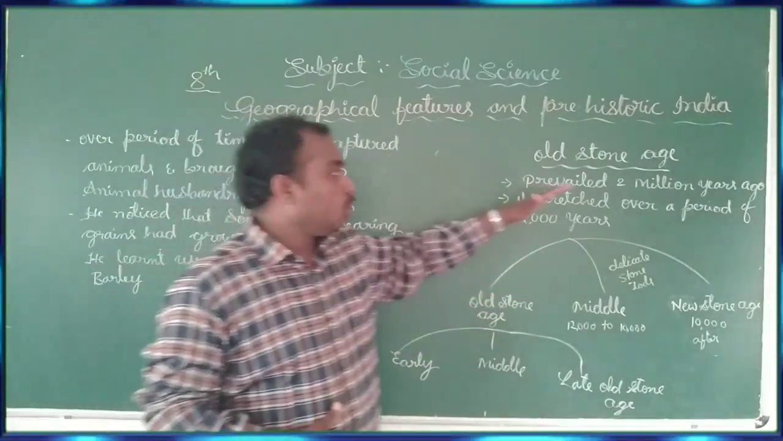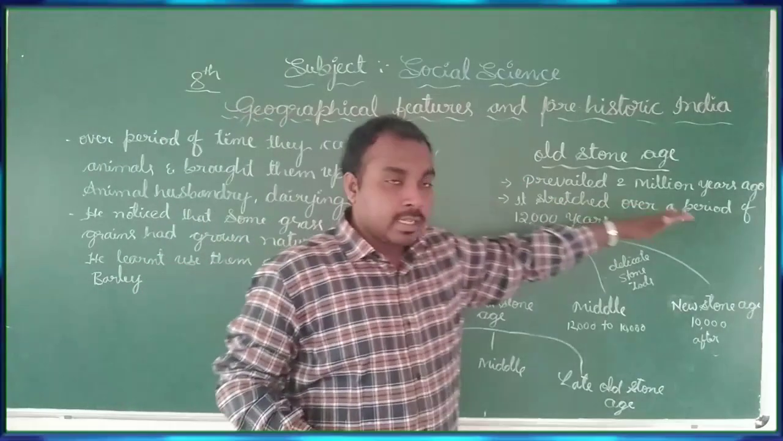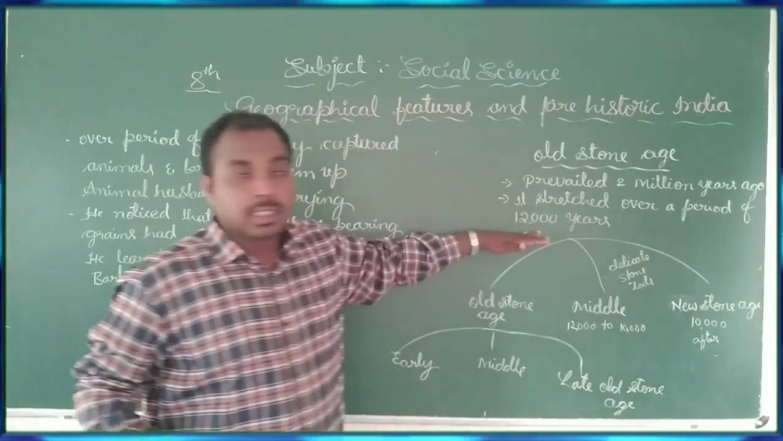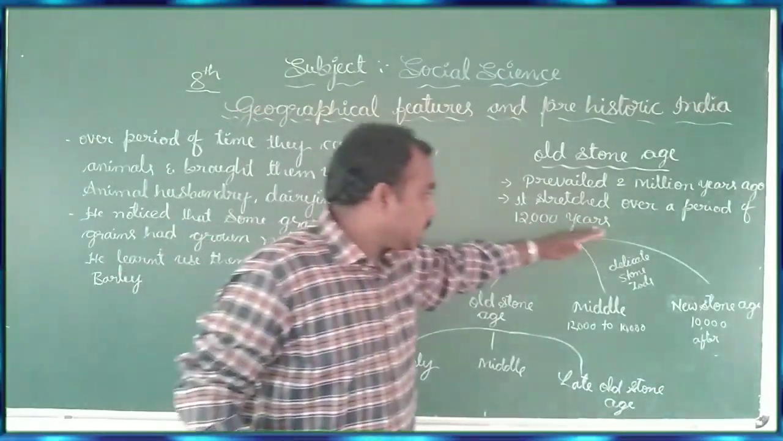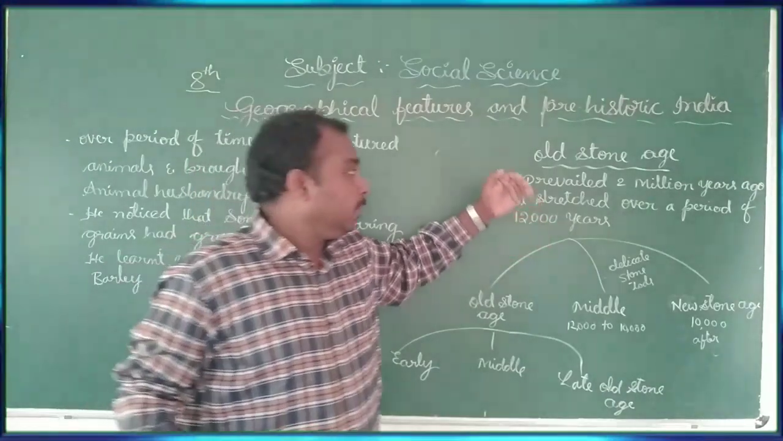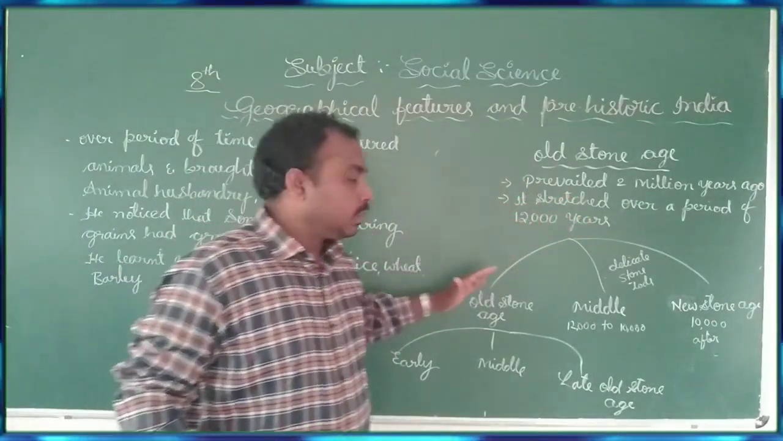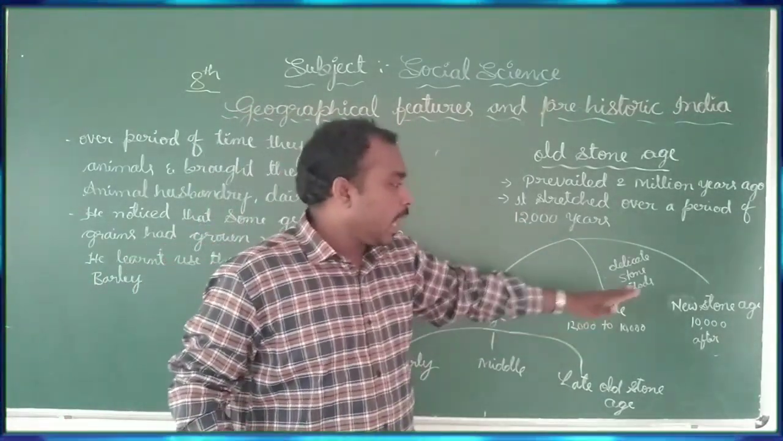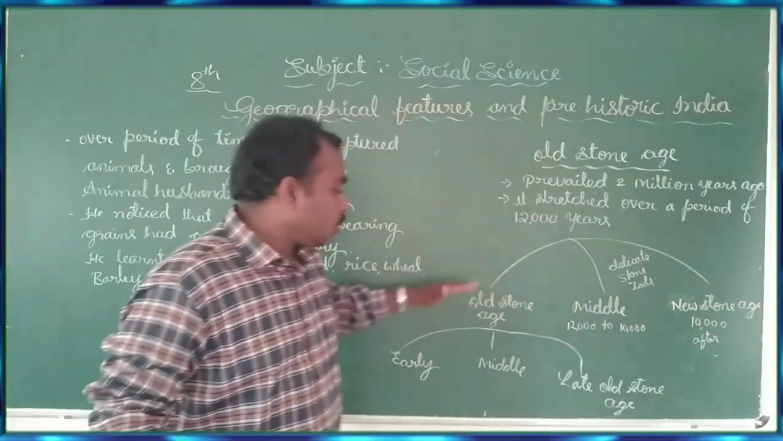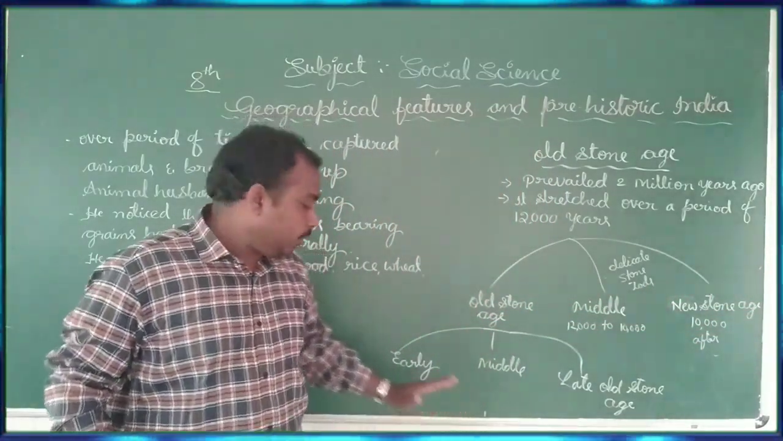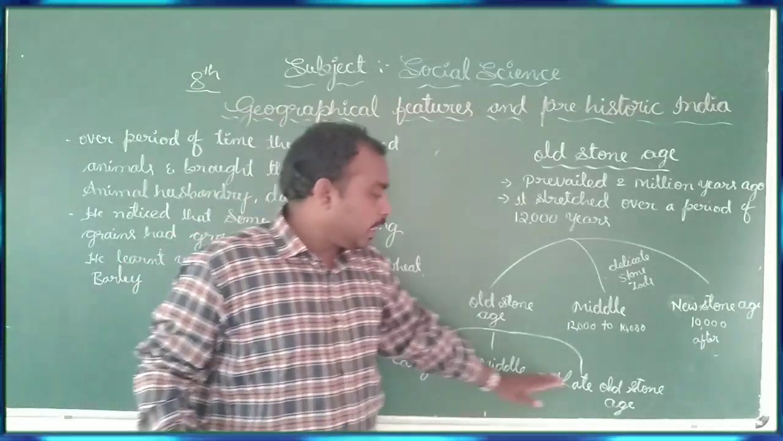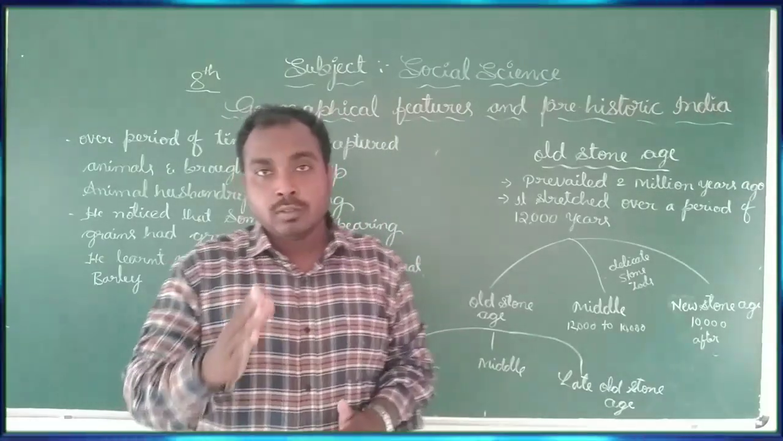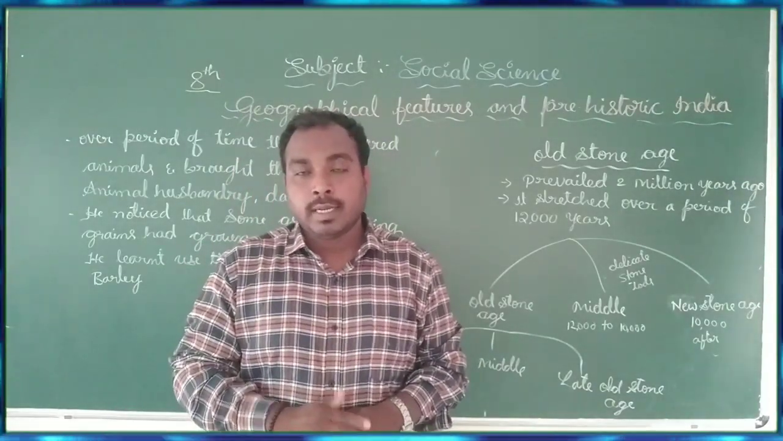So, a very important topic now: the Old Stone Age. The Old Stone Age started 2 million years ago and stretched over a period of 12,000 years. Archaeologists have divided it into three eras: the Old Stone Age, the Middle Stone Age, and the New Stone Age. The Old Stone Age is classified into the early, middle and late Old Stone Age. Regarding this there is a video, so let us watch it.